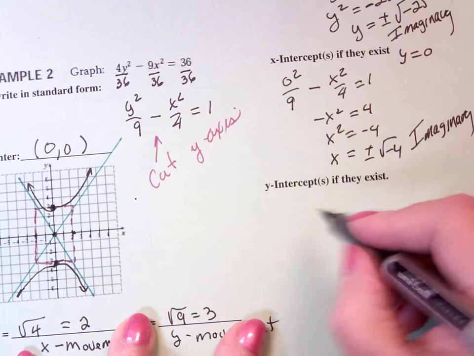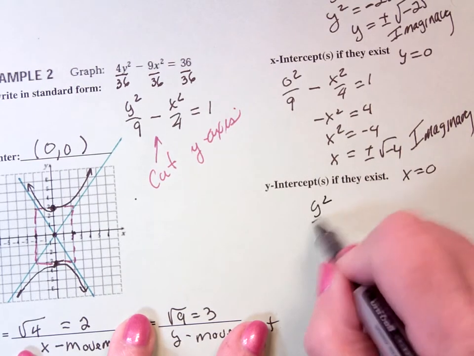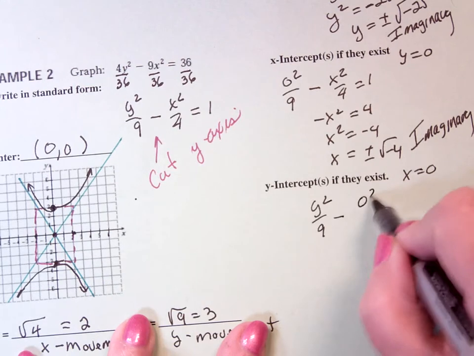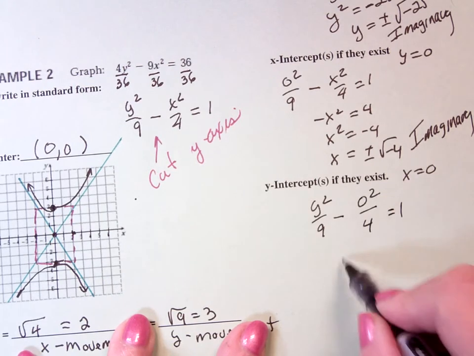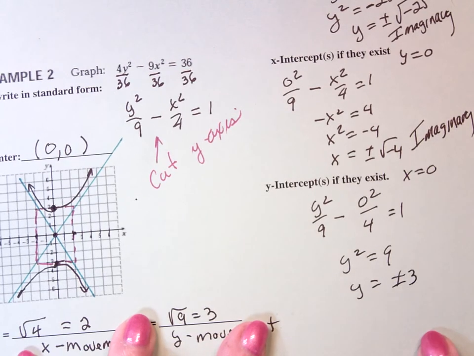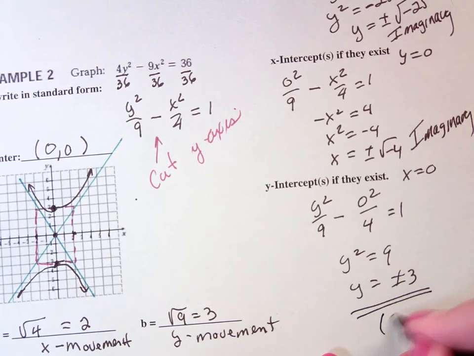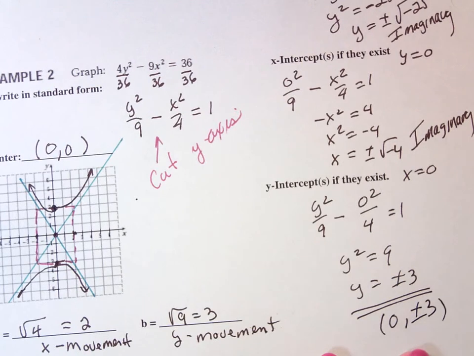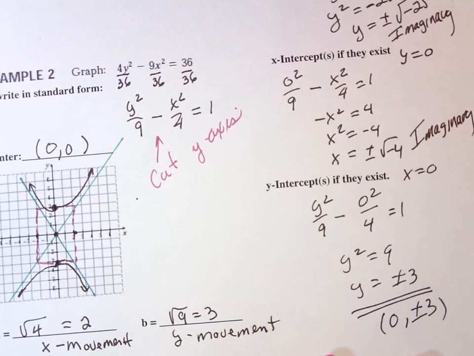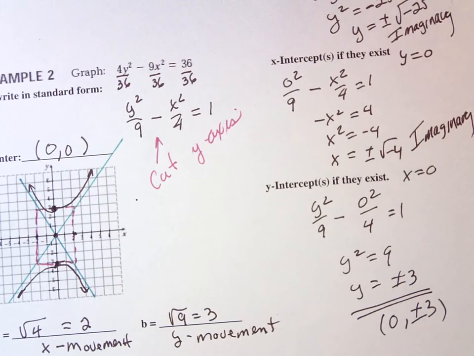Now if I go the other side and we know that x is 0, we get y squared over 9 minus 0 squared over 4 equals 1. Y squared equals 9. Y is plus or minus 3. So that says 0, plus or minus 3. I have y-intercepts. So it's going to cut the y-axis. But it's easy enough to see. The guy with the minus is the guy that gets avoided.